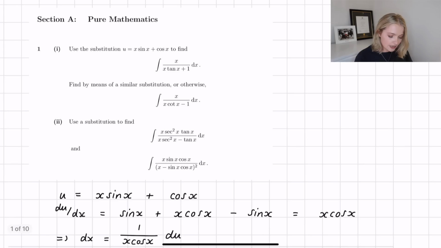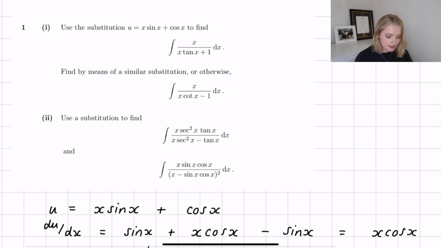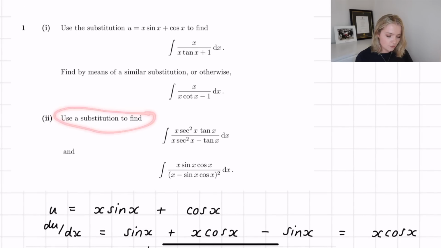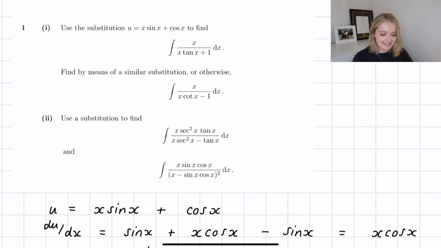Amazing. Okay, cool. Now we move on to part 2 of question 1. And this is saying use a substitution. So we're not given a substitution this time. We have to figure one out for ourselves to find this integral, which looks a little bit more nasty than the ones we had before, and this integral.